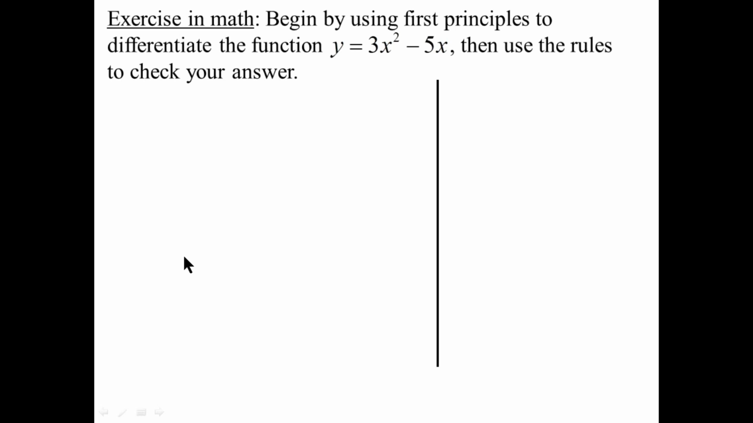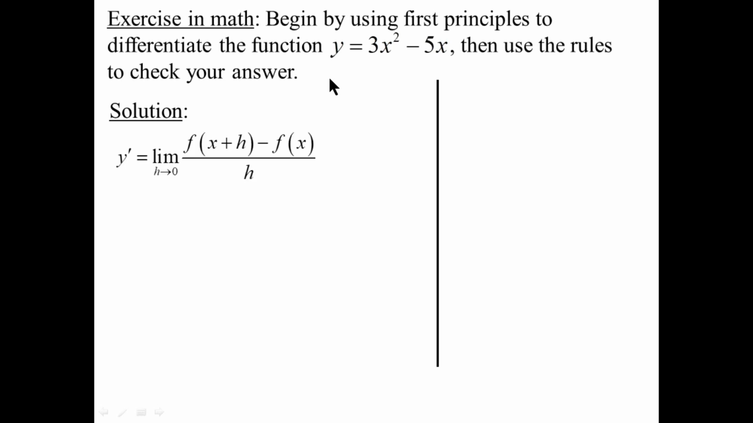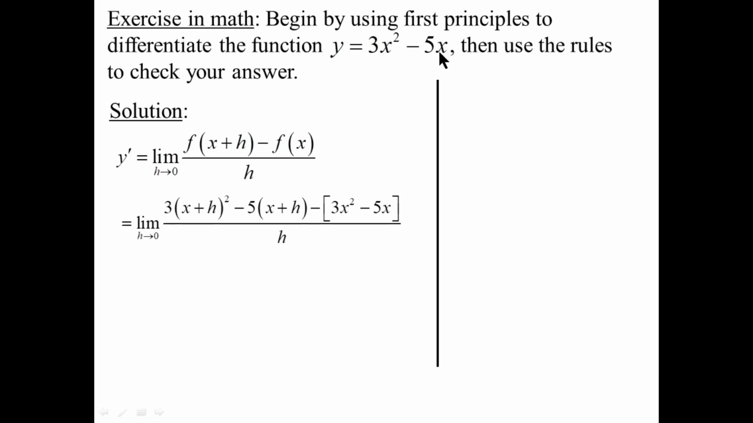Exercise in math. Begin by using first principles to differentiate this function. Then use the rules to check and see if you did it right. Okay, let's do that. We'll have to take the limit as h approaches 0 of f of x plus h minus f of x over h of this original function, subbing in x plus h both there and there. 3 times x plus h squared minus 5 times x plus h minus f of x, so minus square brackets and copy in all of it here. The brackets are needed because it reminds us to distribute the subtraction. That's the purpose of these brackets.